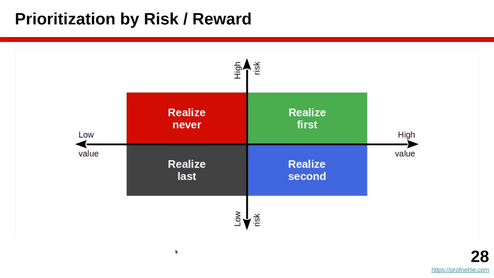And after that, you turn to the low value items and do the now easy to do ones. While the low value items that are risky, you probably never do them. Yep. So high value or low value inverts whether you should focus on high risk or low risk items first.